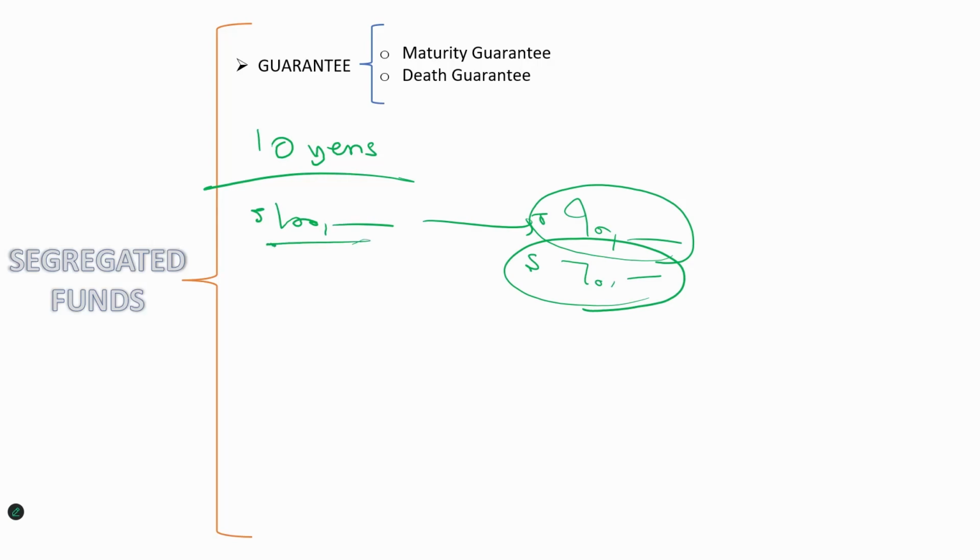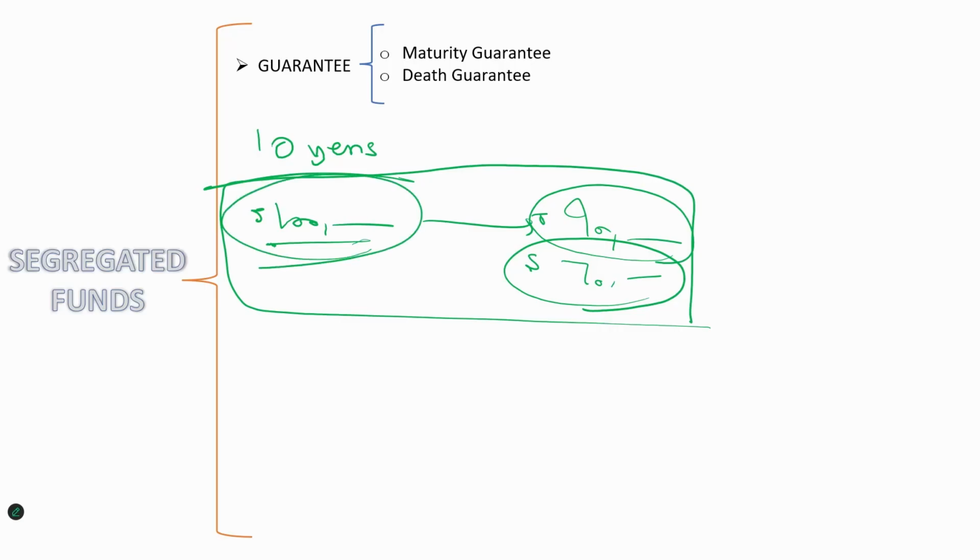And the death guarantee means that it doesn't matter when, but whenever you die in this contract and your market value is lower than what you deposited, you will have a guarantee as well. This is how they show the guarantee, and it's always either 75% or 100%. The left number is the one for maturity guarantee, and the right number is for the death guarantee.